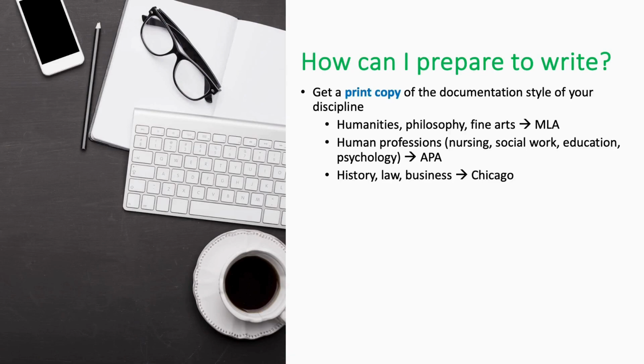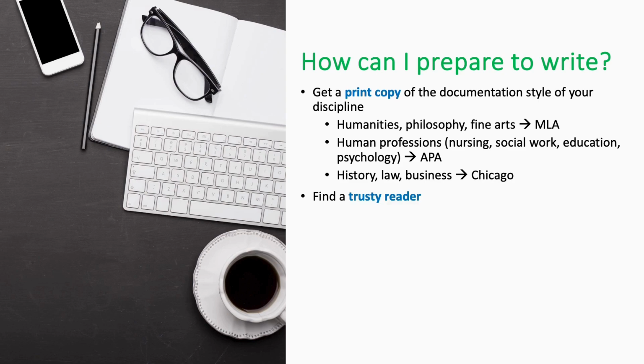How can I prepare to write? Another thing you can do is to get a print copy of the documentation style of your discipline. So if you're in the humanities, English, music, philosophy, fine arts, MLA is the typical documentation style. If you're in a human profession, nursing, social work, education, psychology, APA is the go-to documentation style. In history, law, and business, Chicago is the style there.